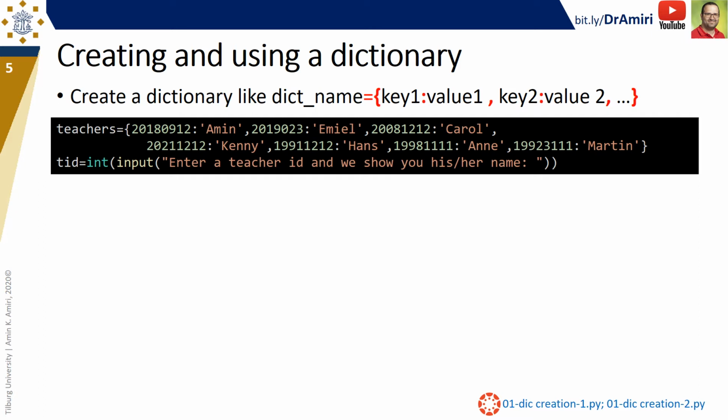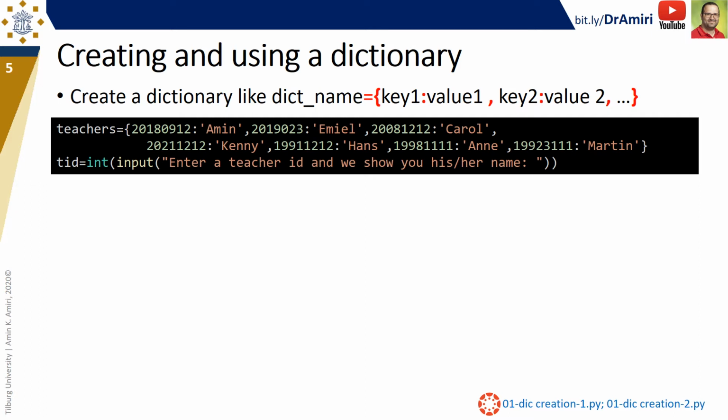So as you can see here in this example, I have a list of teachers. Each teacher has 2 parts. The first part is the TID, which is the key for this teacher. And the second part is the name of that teacher, which is the value in that item. You can see here that I have 1, 2, 3, 4, 5, 6, 7 teachers, 7 items, and each item has a teacher ID and a teacher name.